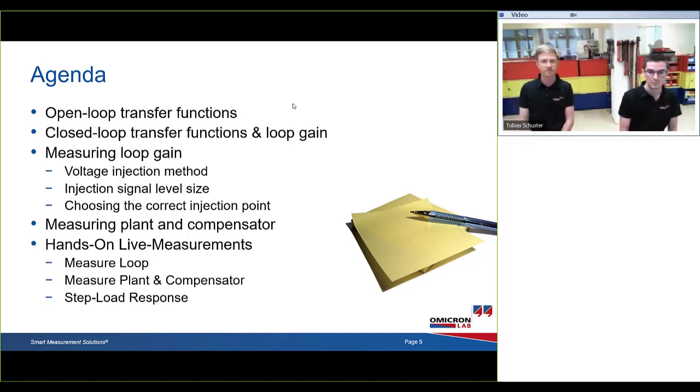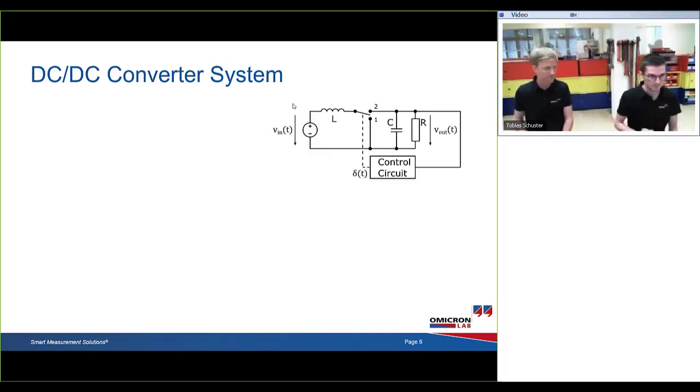After that, we will do some short hands-on live measurements. There we will measure the loop as well as the plant and the compensator, and in the end we will do a step load response measurement. So now I will hand over to Florian, who will start with the DC-DC converter system.